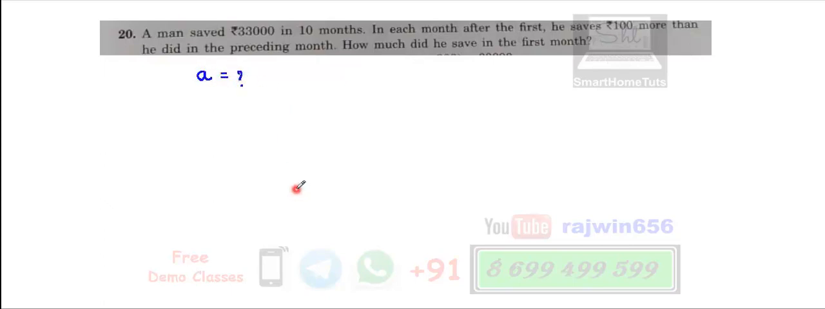The common difference over here, that is D, is going to be 100. The total amount saved is 33,000. So SN, that is S10, because here 10 months are there, is going to be 33,000. And obviously N over here is going to be 10.